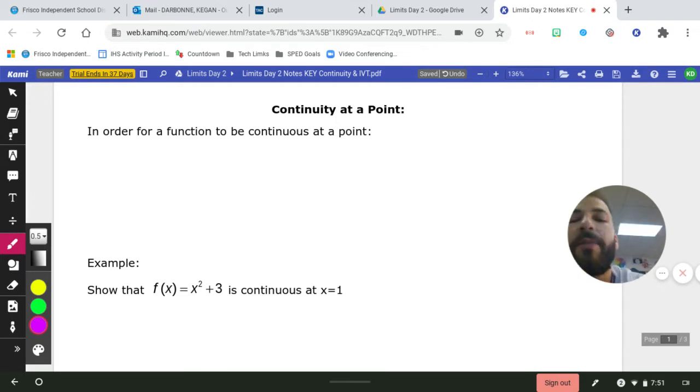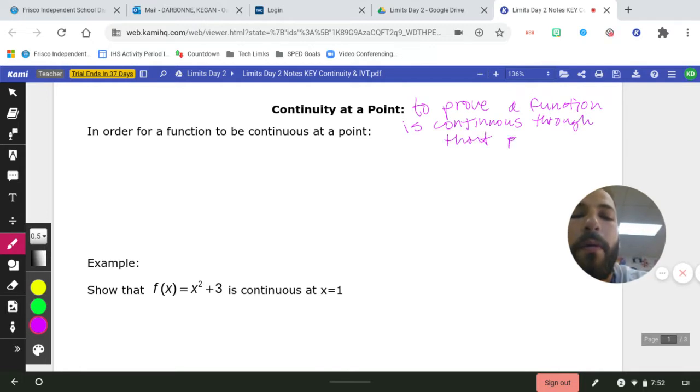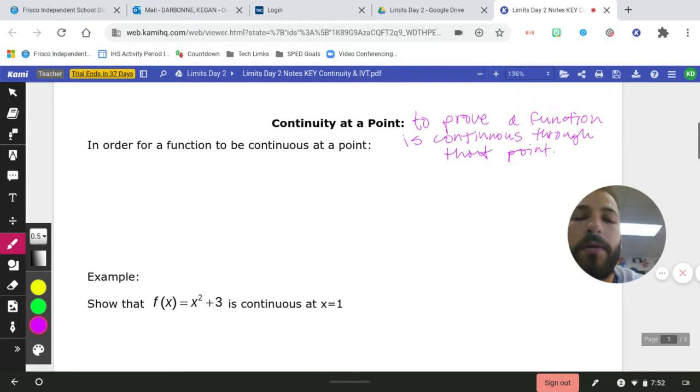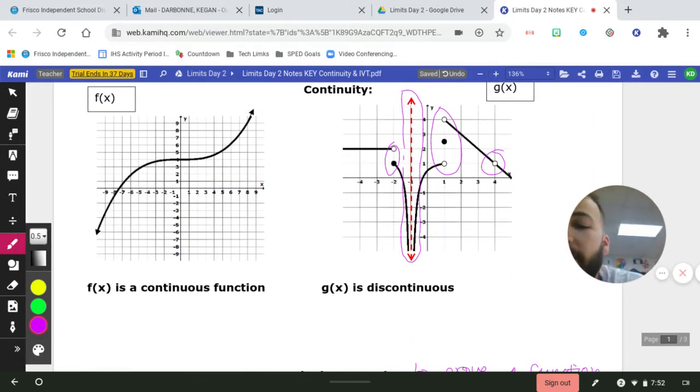So when I want to talk about continuity at a point, what does that mean? Continuity at a point means to prove a function is continuous through that point. So let's say I wanted to prove continuity right here. Looking at it graphically, y'all would probably tell me the same thing we decided earlier, that f of x is continuous. So it should be continuous at x equals 0.